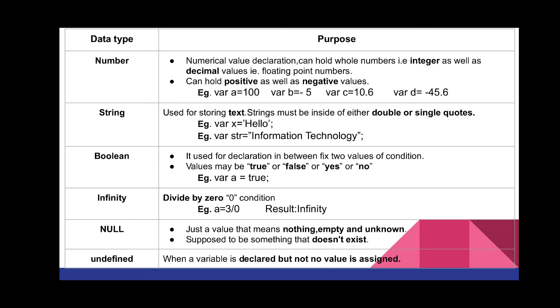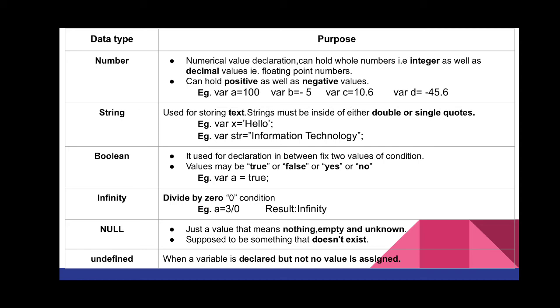Okay. Next, infinity. Now when can we get a value equal to infinity? Infinity means we cannot count, right? So whenever we divide any number by 0, obviously we get the value as infinity. So suppose in any of your calculations you are dividing a particular number by 0, the result which you will be getting is infinity. Okay.